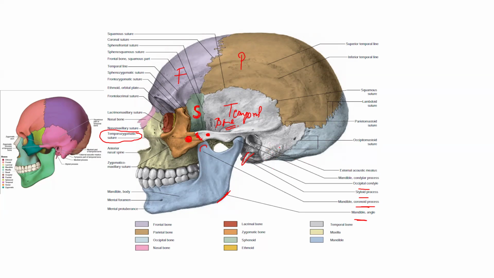This is the mastoid process. Okay. Now this is the occipital bone. This is the mastoid process of the temporal bone. Now this is known as the occipitomastoid suture. This is known as the parieto-mastoid suture. This is the lambdoid suture. Okay. So parieto-mastoid, occipitomastoid, lambdoid, squamous suture, inferior temporal line, superior temporal line.